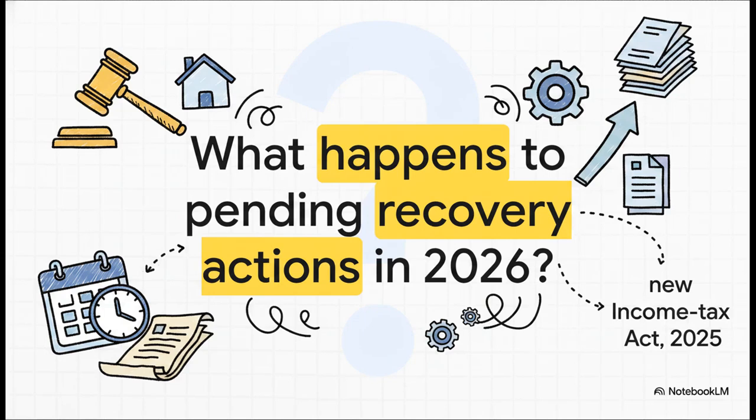Picture this. You're a tax professional, maybe a business owner, and you're currently dealing with a pending tax recovery action. Let's say it's an attachment order on a property, and it was issued under the old Income Tax Act of 1961. Now fast forward to April 1st, 2026. The brand new Income Tax Act 2025 takes full effect.